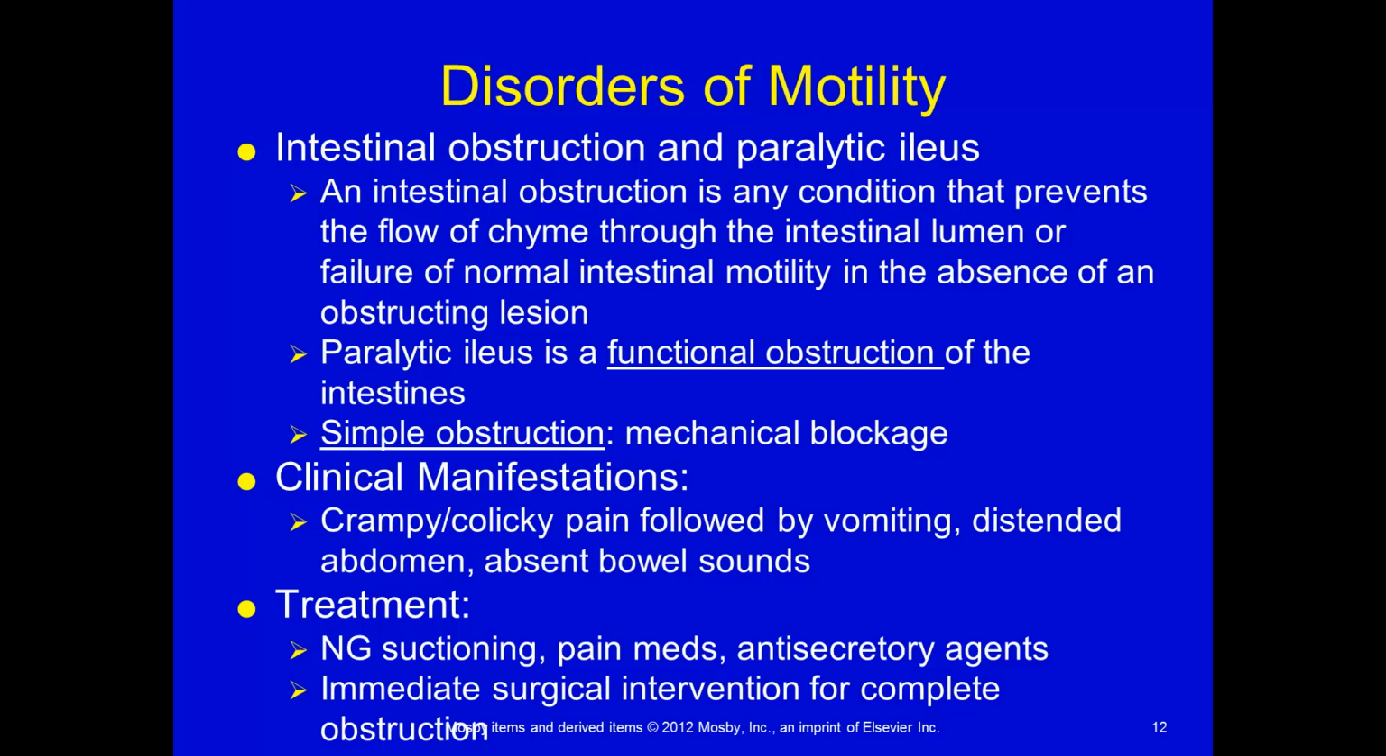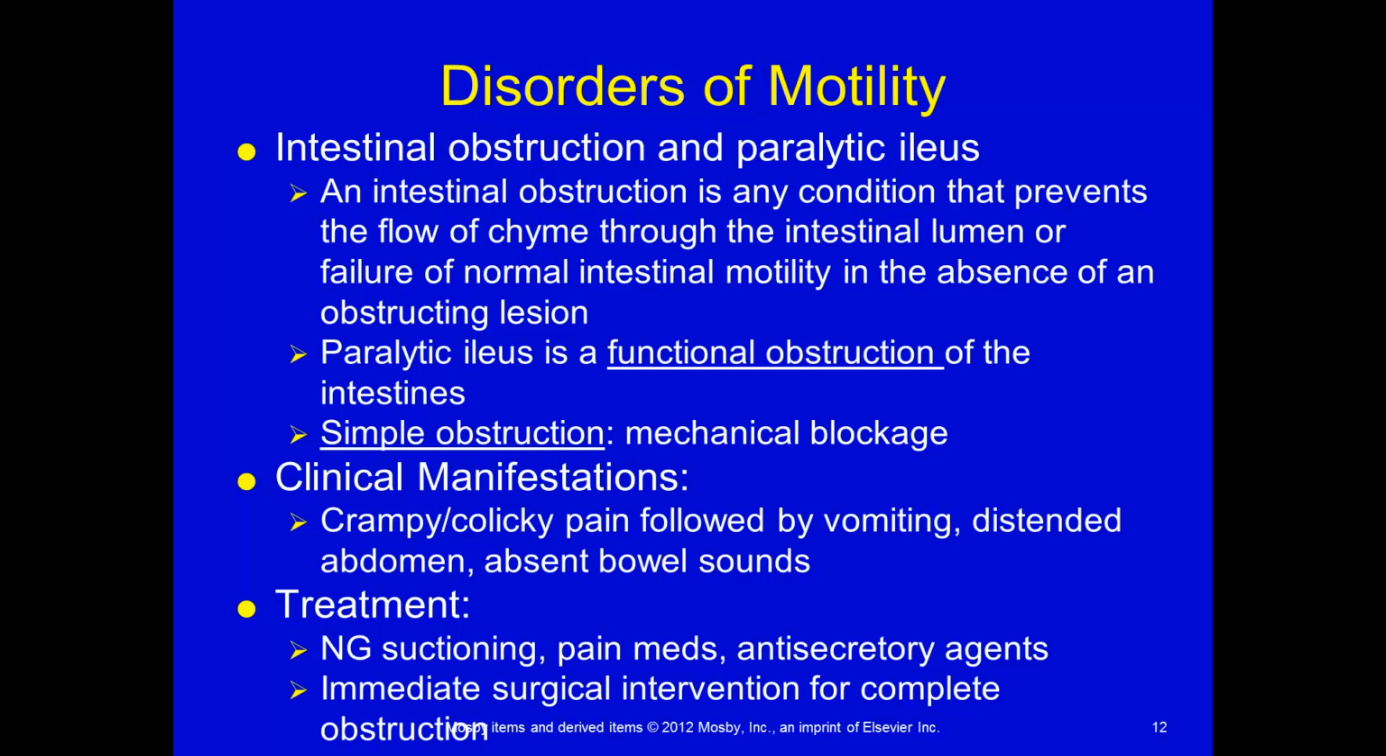And that kind of falls under two categories, if you think about that definition. There's the functional obstruction and the simple or mechanical obstruction. The example of a paralytic ileus is a functional obstruction of the intestines. This is the failure of intestinal motility, often occurring after abdominal surgery. So it's basically the failure or the lack of peristalsis.